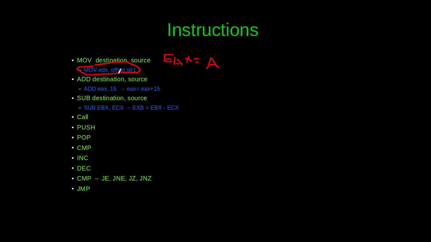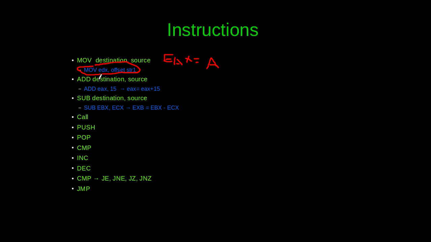We're moving offset of string 1. What's the offset? The base address of a string, meaning where the first letter is. So if my string was Gaith, I'm moving the address of the first letter G, where G is, to EDX. And then we do the call write string.